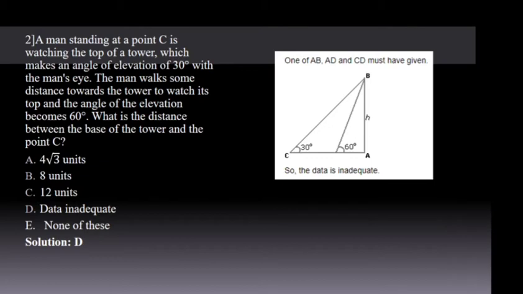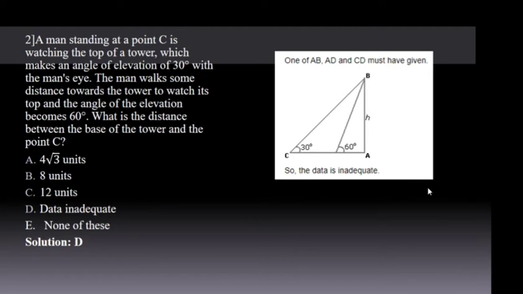Now in the second problem, I'll just read the problem first. A man standing at a point C is watching the top of a tower which makes an angle of elevation of 30 degrees with the man's eye. The man walks some distance towards the tower to watch its top and the angle of elevation becomes 60 degrees. What is the distance between the base of the tower and the point C?